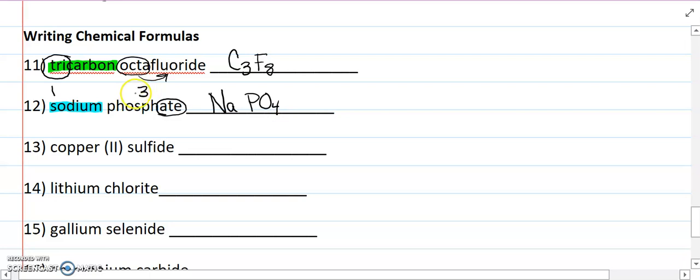And with ionic compounds, I am going to switch those charges. So phosphate's 3 is going to go to sodium. And since sodium has a 1, I don't need to do anything else.